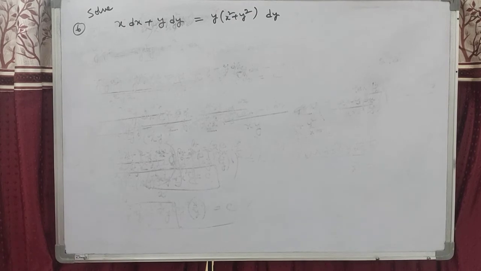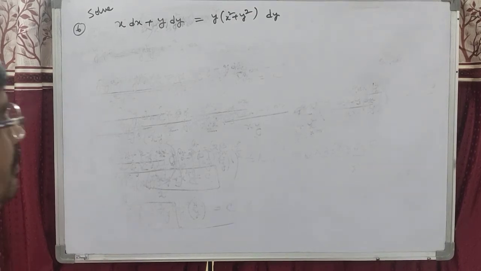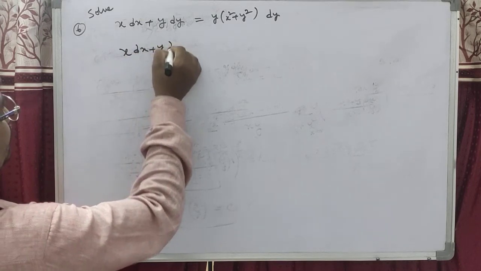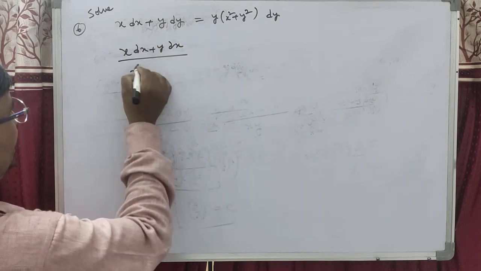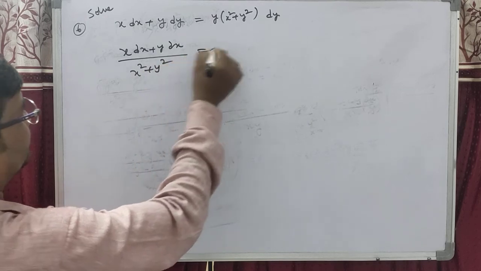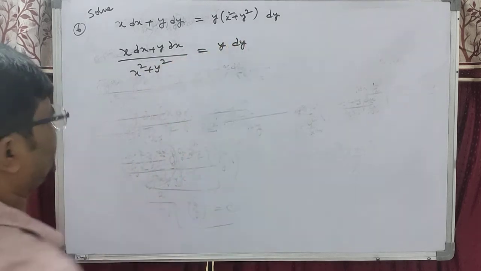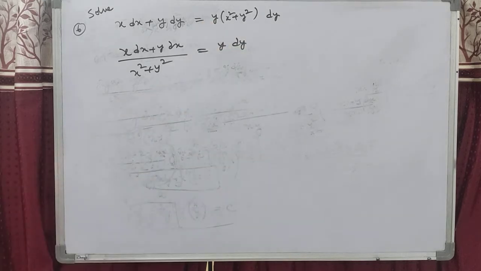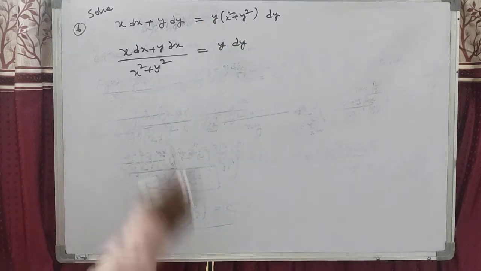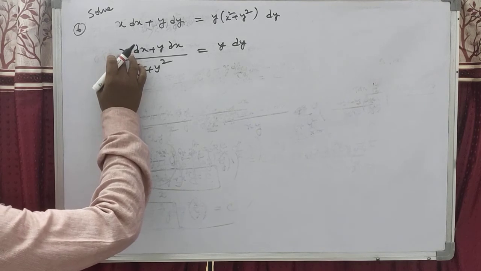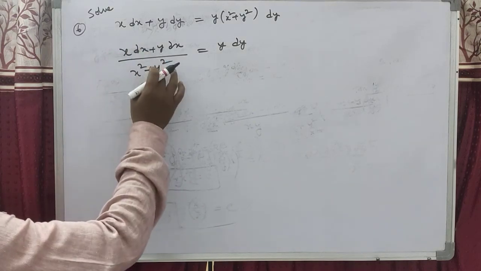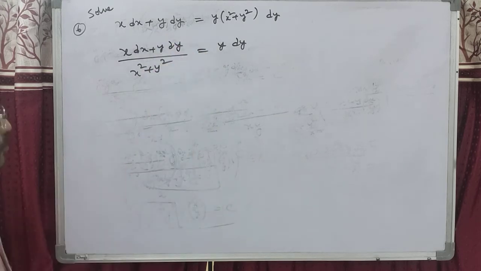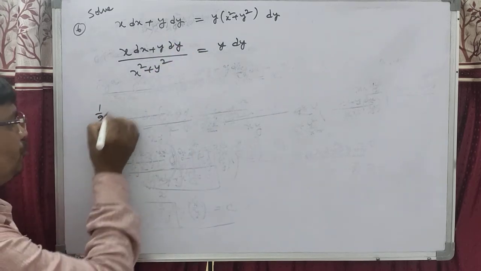My dear students, this is the very easiest one. You can write x dx plus y dy upon x square plus y square, just variable separable. We can apply integrals directly. The derivative of x square is 2x dx, and the derivative of y square is 2y dy.